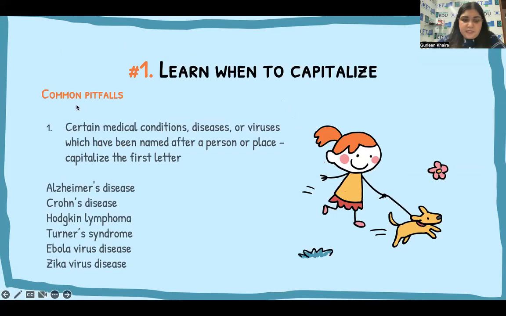Okay, about capitalization, common pitfalls or common errors. Usually students get confused about when to capitalize the name of a medical condition. You should capitalize the first letter of a medical condition when it has been named after a person or a place. These are some examples that I could find. For example, Alzheimer's disease. In this, we've capitalized the first letter because it's named after a person. Crohn's disease, Hodgkin lymphoma, Turner syndrome, Ebola virus disease, Zika virus.